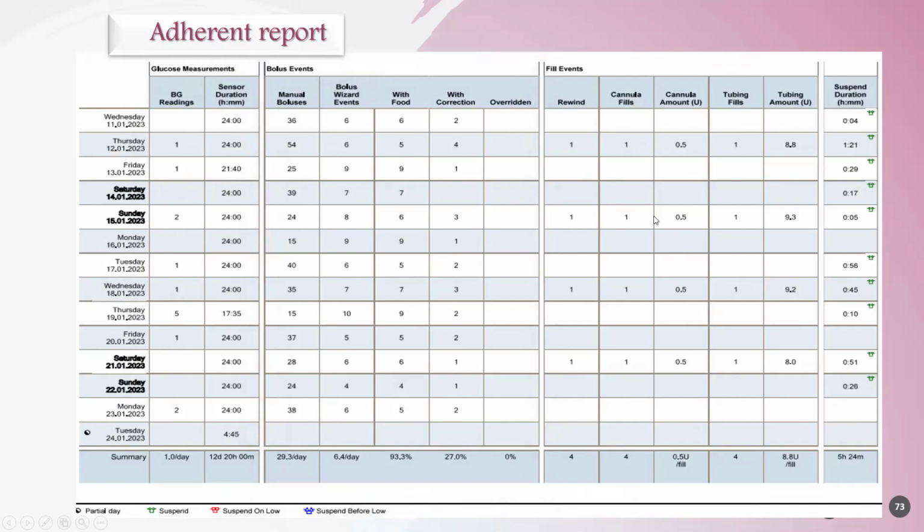Okay. Then I will see the third one, the filling events of the cannula and the rewinding. As I said, the cannula should be filled with at least 0.3 units. So he filled the cannula nicely. Tube filling: he does tube filling with the cannula, he does rewinding. The tube amount should be around 12 millimole. Here we have a little bit of tube amount less than 12. So I will instruct the nurses to make proper filling.